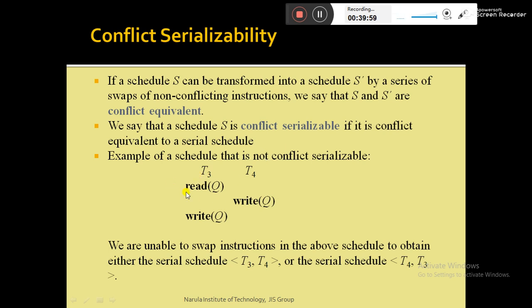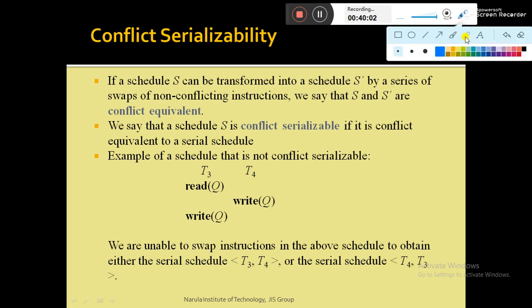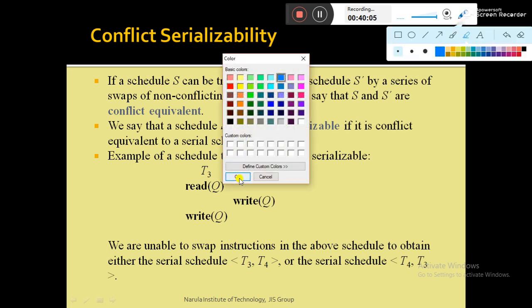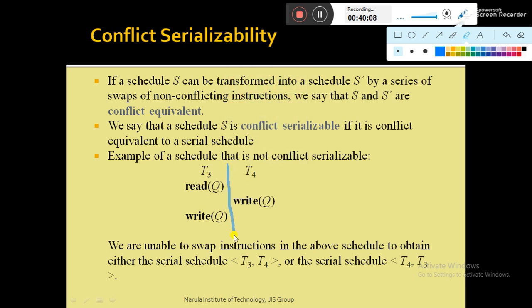Now let's take an example. Suppose this is the example. Consider this one, where two transactions T3 and T4 are executing. This is definitely a concurrent schedule, and we have to check whether this schedule is conflict serializable or not. That means we have to swap the instructions and check whether this schedule can be converted to a serial schedule or not. So first try to swap these two instructions, read Q, write Q, to check whether we can swap them.